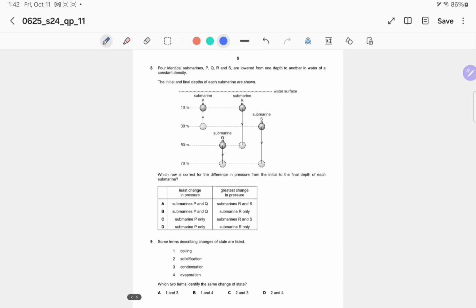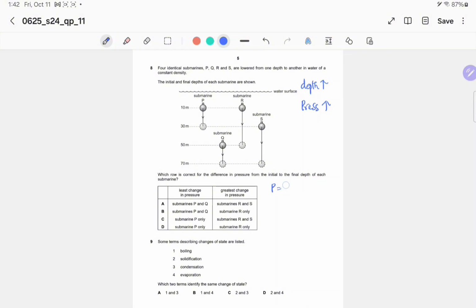Next question, the 8th one. Four identical submarines P, Q, R, S are lowered from one depth to another in water of constant density. The initial and final depth of each submarine are shown. They are asking which row is correct for the differences in pressure from initial to final depth. Based on the depth we have to calculate the pressure. As depth increases, pressure increases. From this data we will calculate the depth change for P, Q, R and S.